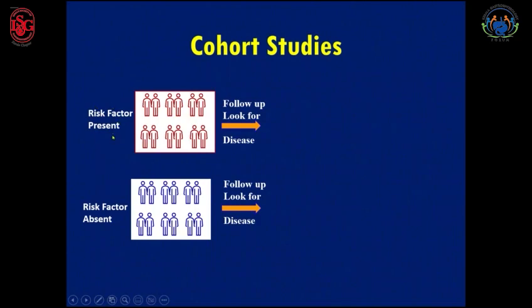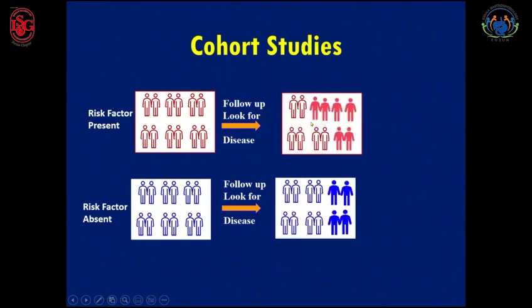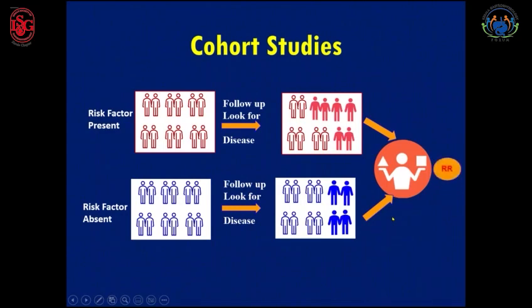You take persons with and without the risk factor, follow them up for a period of time, and see how many of them develop the disease in the two groups. And we compare the two groups, and the result is expressed as a relative risk.